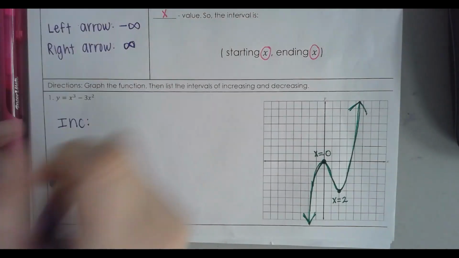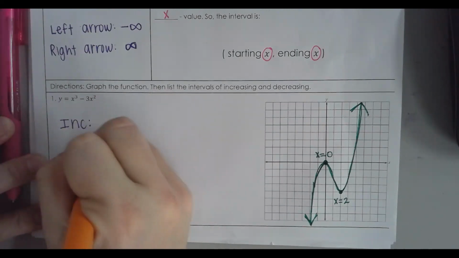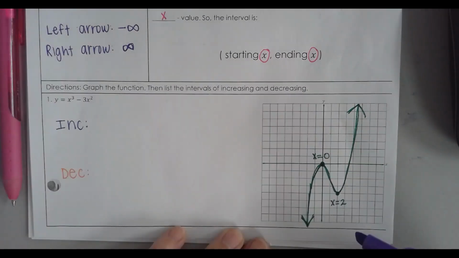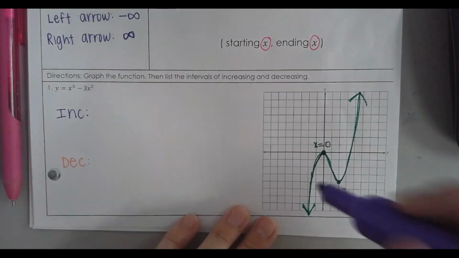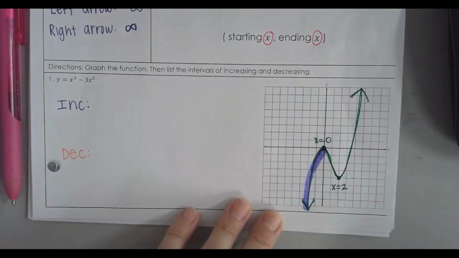So we're going to list the intervals of increasing and decreasing. Now on the Desmos, you kind of just picked any little chunk that was increasing and that was okay. Now we're going to give the full interval. We're going to show the whole thing. So when I start tracing my graph, I'm going to use this purple highlighter. When I start tracing it, am I going up or am I going down? Going up. So this first part is increasing.